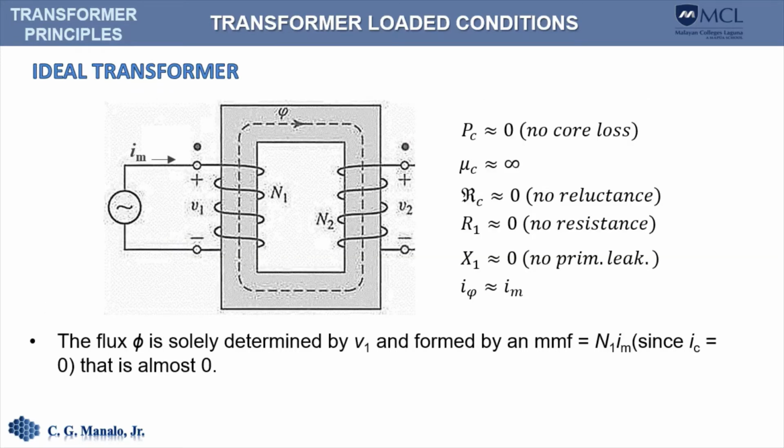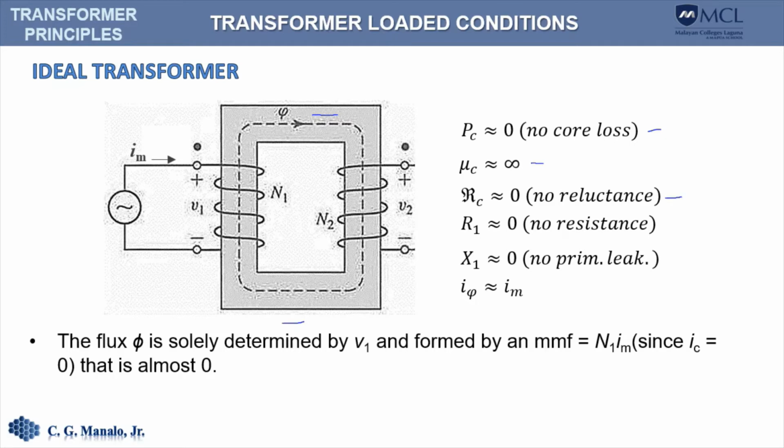Let's proceed with our discussion on the characteristics of a transformer under load conditions. Here we assume a perfect two-winding transformer. When we say perfect, that would be an ideal transformer. An ideal transformer has the following attributes. We have zero core loss. The magnetic permeability inside the core is very high, and the reluctance of the magnetic circuit is approximately zero.